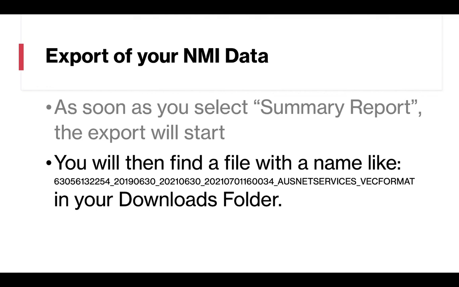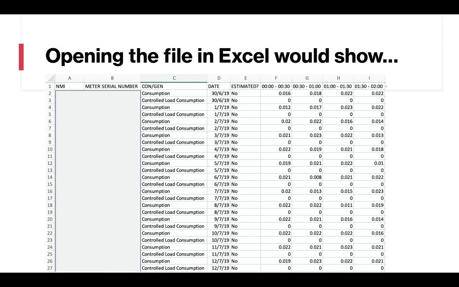If you open the file in Excel, and Excel will automatically open CSV files, you'll see something like this. This is just my own file that I downloaded last week. I've just blanked out the NMI for privacy reasons, etc. And I should just make the point that if you do provide data for this project, all of the identifying information will be taken off. You'll be given a serial number.